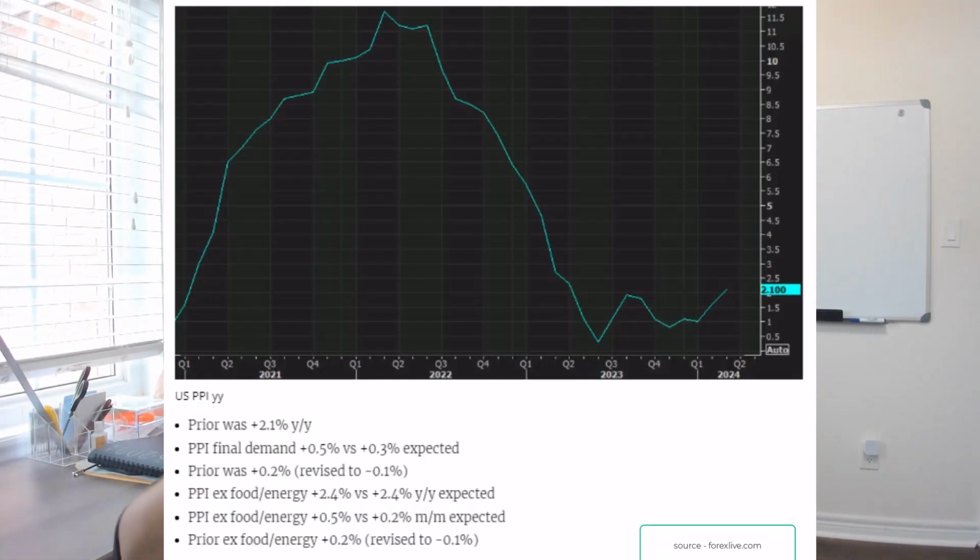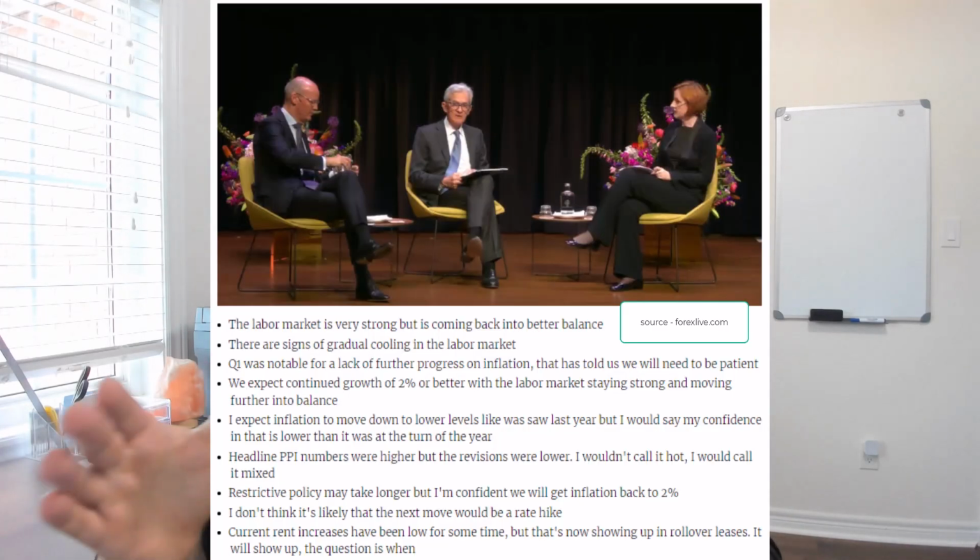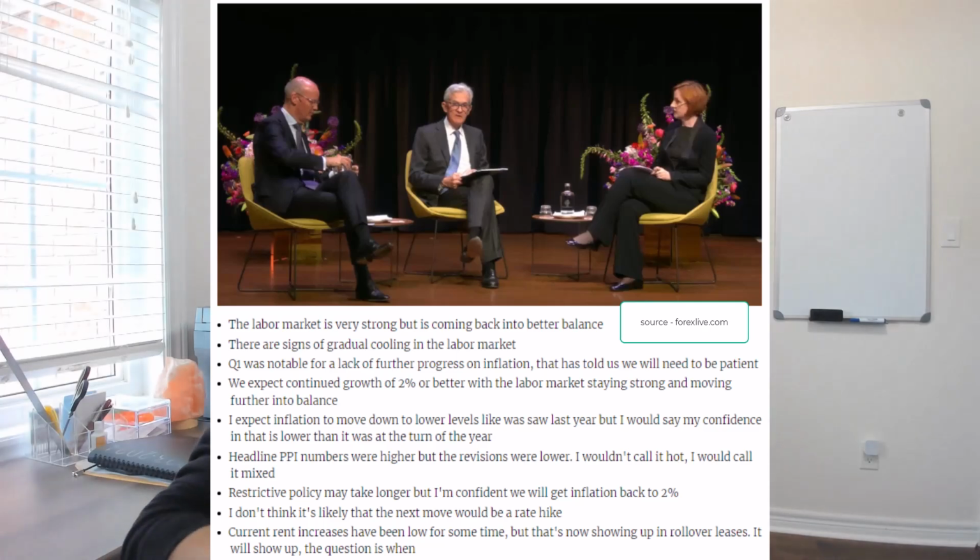This morning we saw the PPI showing an increase on the monthly numbers. However, on the annual numbers it still stayed slightly above the 2%. But the main event was when the Federal Reserve in its speech said that the labor market in the US is getting to the levels prior to COVID, or in more balanced conditions.